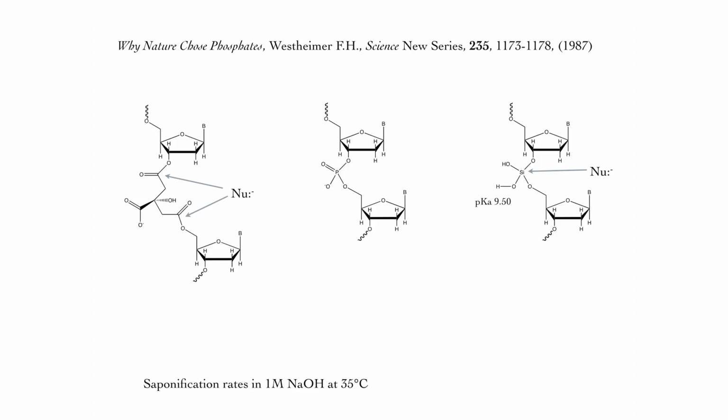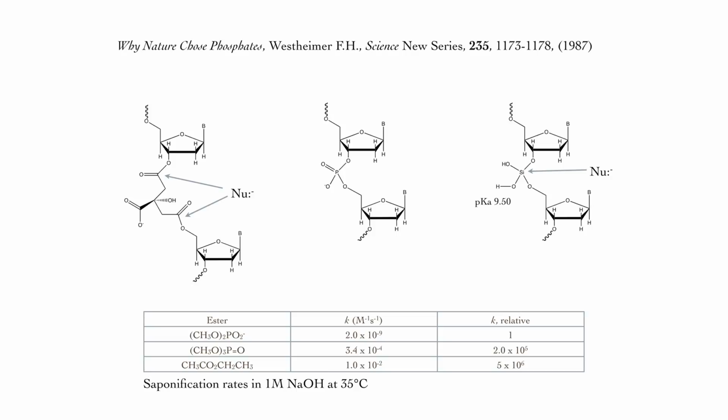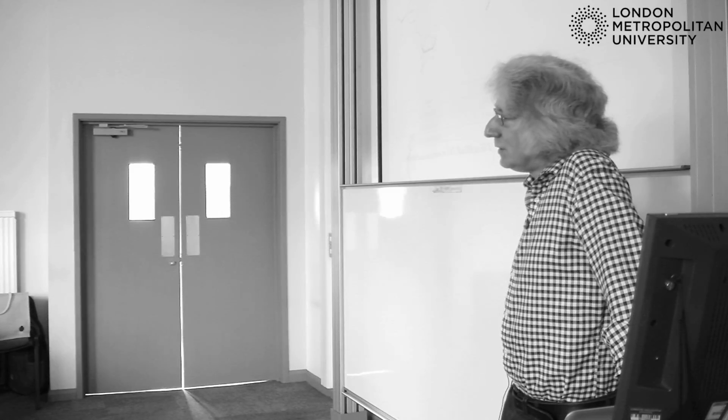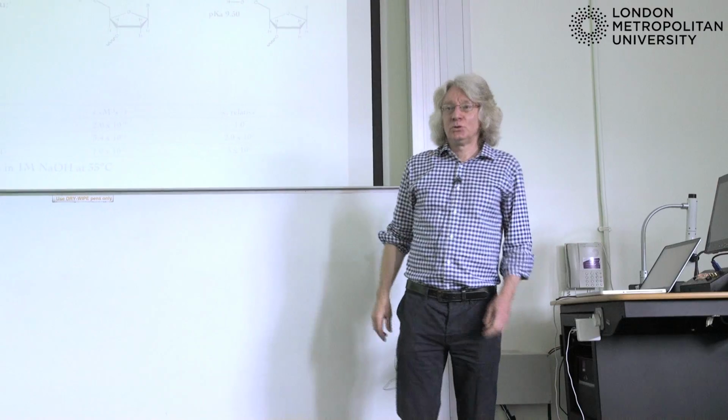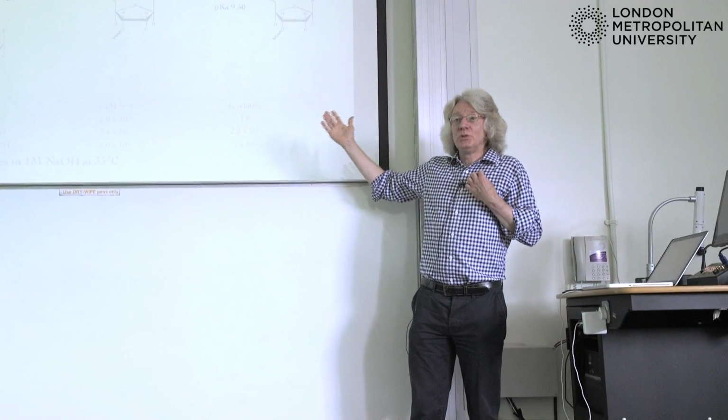And here are the saponification rates of phosphate esters in comparison with, in this case, ethyl acetate. This is a rate of reaction in 1 mole of sodium hydroxide at 35 degrees centigrade. And you can see from the data that the phosphodiester is about 5 million times more stable than a carboxyl ester. So it's all down to the fact that it ionizes, and it's also much less prone to hydrolysis.